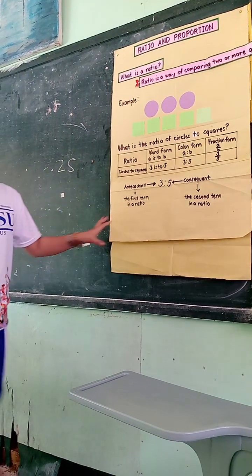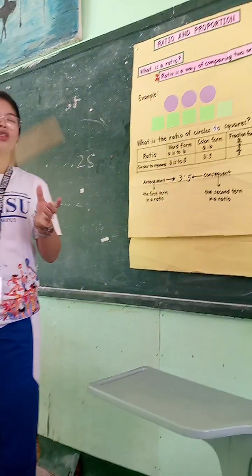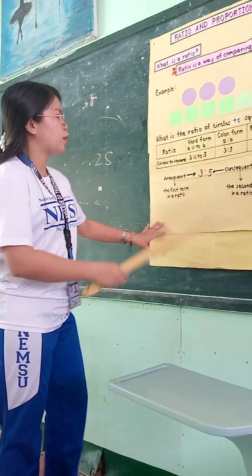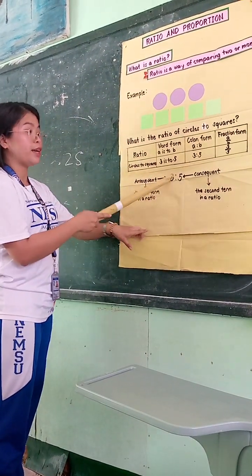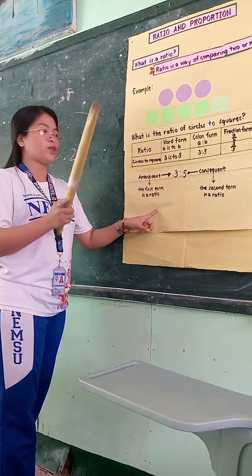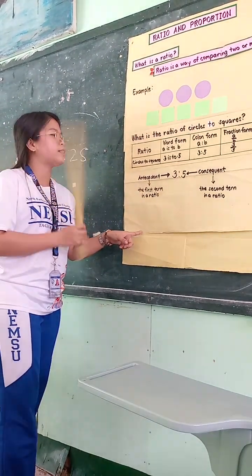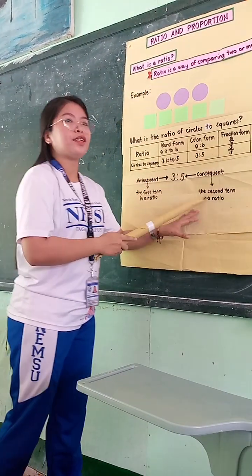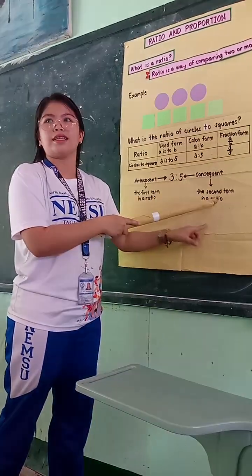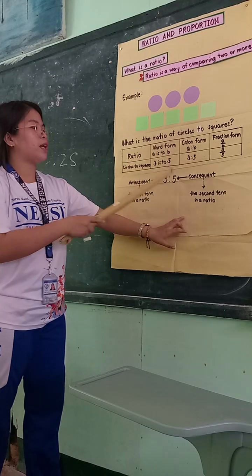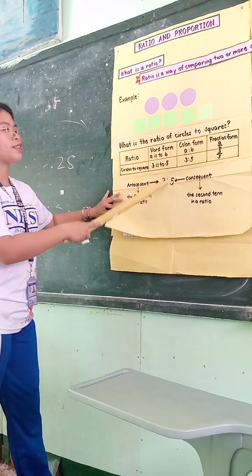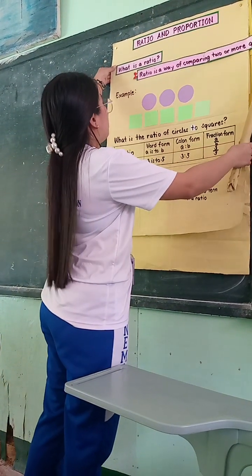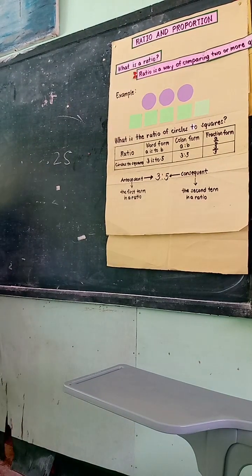Now let us know how we are going to call the quantities. The first term in a ratio is called the antecedent. What do we call the first term? Antecedent. And the second term we call the consequent. So how do we call the second term? Consequent. Do you understand? Okay, let's proceed to an example.